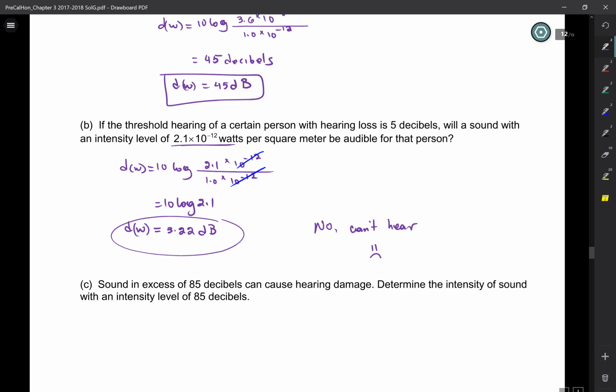Okay. Well, I guess that's either good or bad, depending on what you're talking about. If you're playing some horrible music, I guess it's not that bad that they can't hear it. Right?